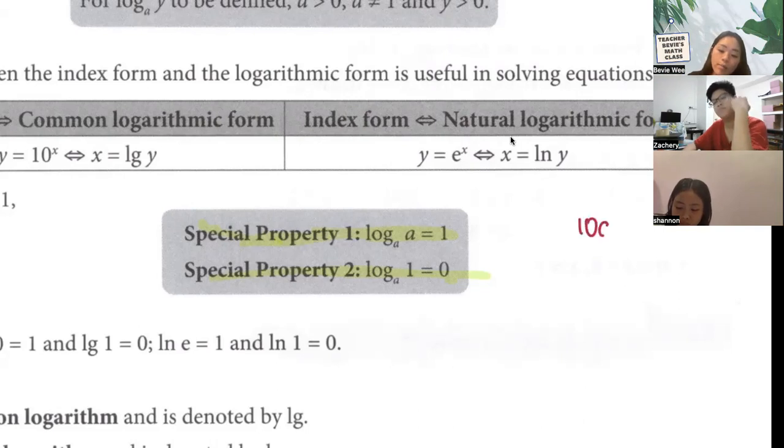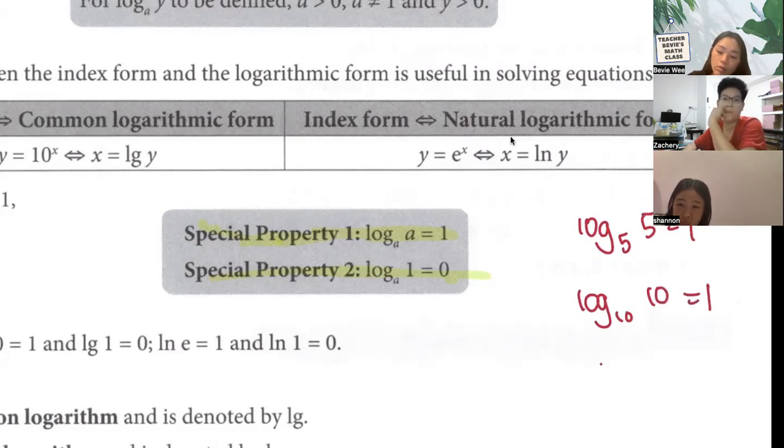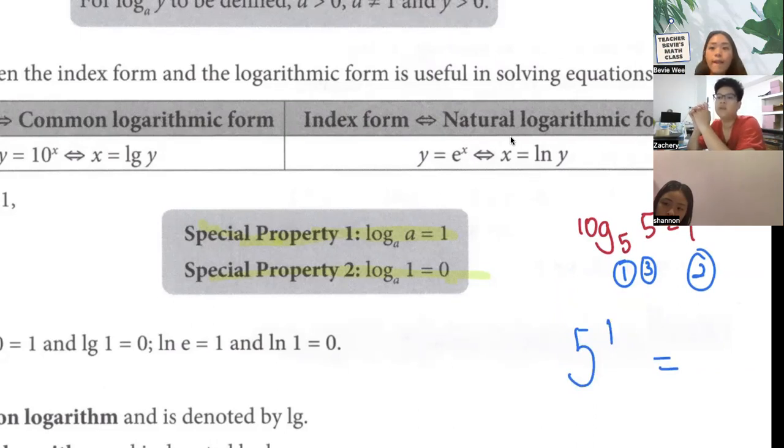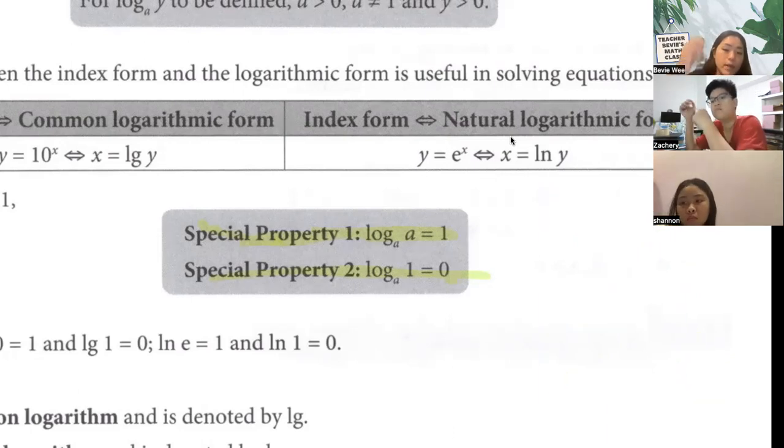So log a base a equals 1. Basically, log base 5 of 5 equals 1, log base 10 of 10 equals 1, log base 7 of 7 equals 1. As long as both the base and the number are the same, it equals 1. Why? Is there a reason? Convert to index form, 1-3-2: 5 to the power of 1 equals 5. Does it make sense? Yes. This is one special power property.